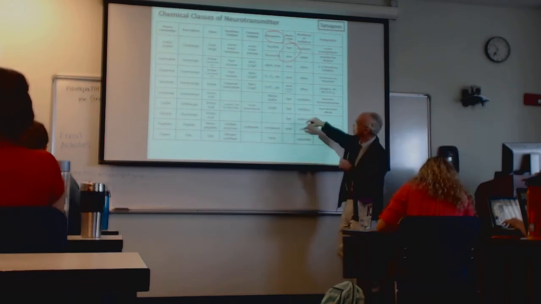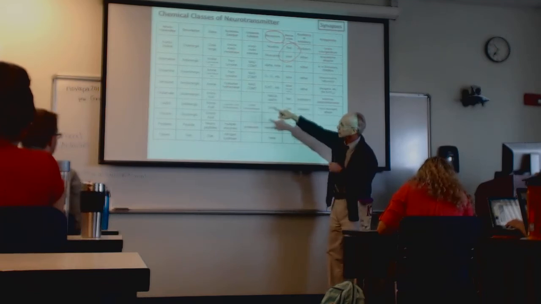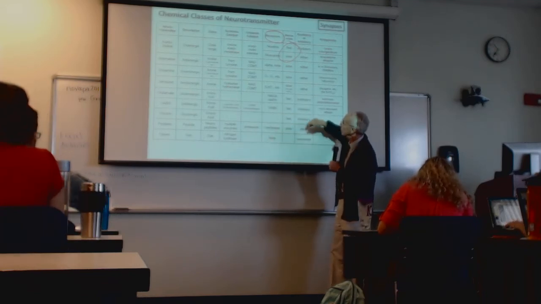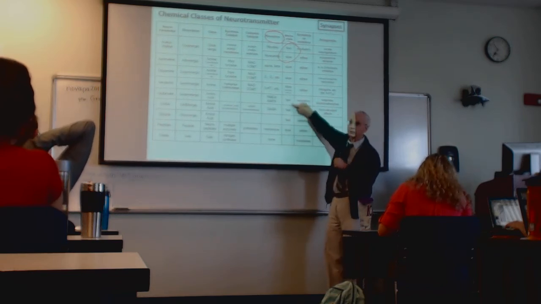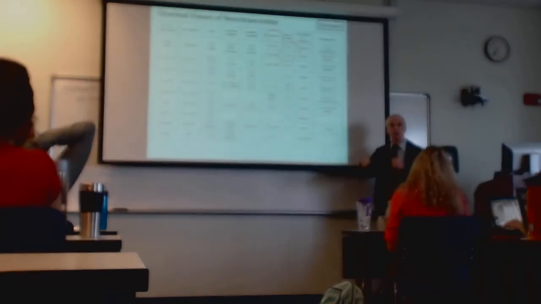That takes us down to the amino acids. We have glutamate, GABA, glycine, and what do you notice about them? They're all fast. They're all fast. They alter membrane potential.